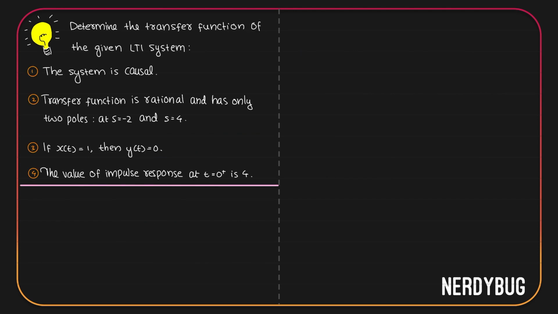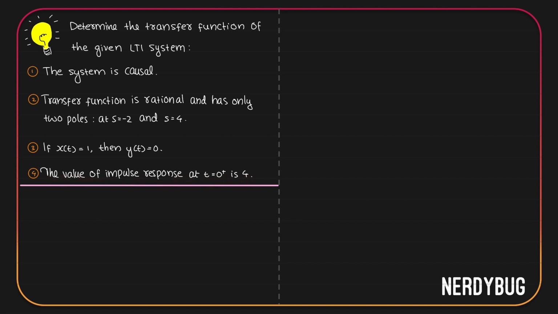Let us now solve another problem. We have to determine the transfer function of the given LTI system. The system is causal, its transfer function is rational, it has only two poles. One is at s equal to minus 2 and the other is at s equal to 4. If x(t) is given as 1, then y(t) is 0. Also, the value of the impulse response at t equal to 0 plus is 4.